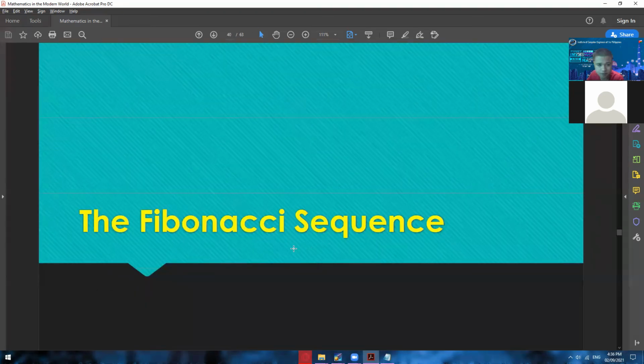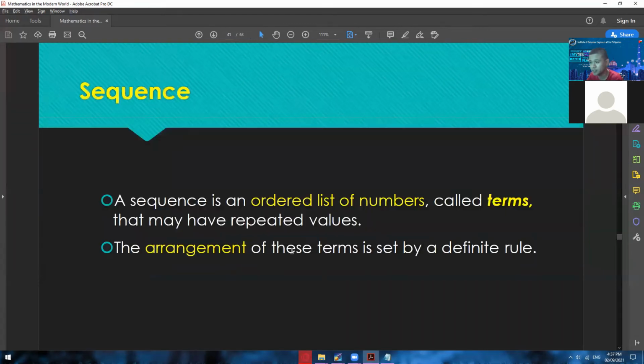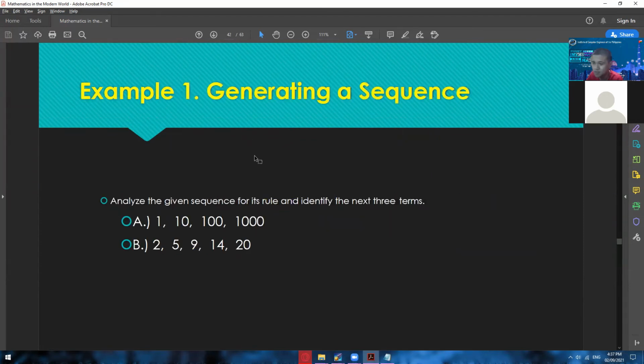I'm pretty sure that most of you have already heard about the Fibonacci sequence. Okay, so let's start with defining a sequence first. A sequence is an ordered list of numbers called terms that may have repeated values. The arrangement of these terms is set by a definite rule. Like for example, this one, generating a sequence. Analyze a given sequence for its rule and identify the next 3 terms. So we have 1, 10, 100, 1000. As you can see, it's like having a pattern, but this one is called a sequence.